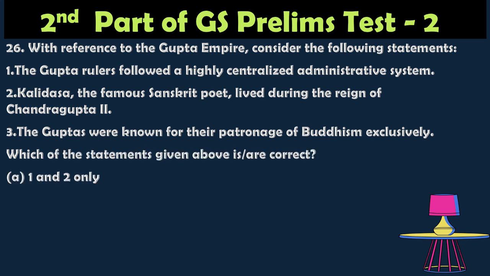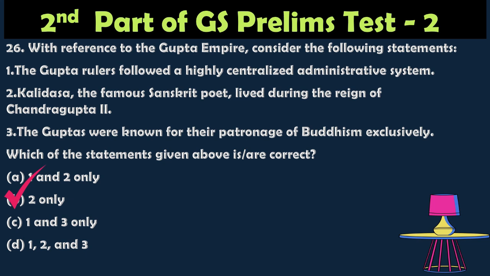Option A: 1 and 2 only. Option B: 2 only. Option C: 1 and 3 only. Option D: 1, 2 and 3. The correct statement is 2 only, because the Gupta administration was decentralized, with strong influence of local governance, so statement 1 is incorrect.